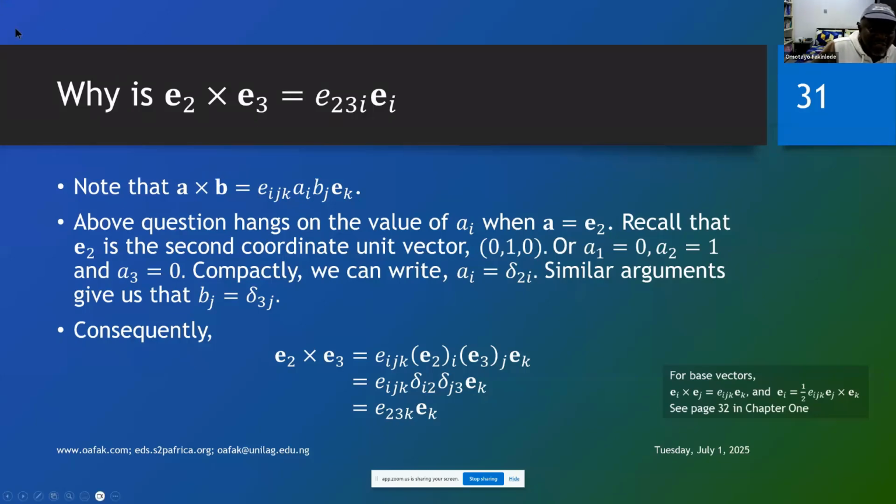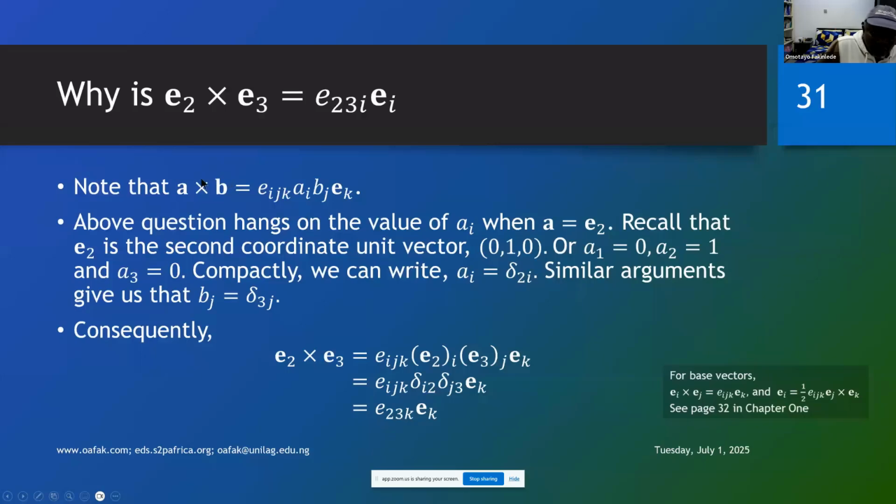Similarly, why is E2 cross E3 equal to E231 Ei? I have explained it here. It is also explained on page 32 in chapter 1, on vector analysis. These two formulas are there. But despite that, let us go through this one together in class, since I've written it out. If you have A cross B, I hope everybody knows that is EijkAiBjek, where Eijk is the Levi-Civita symbol, and this one is simply the vector ek.